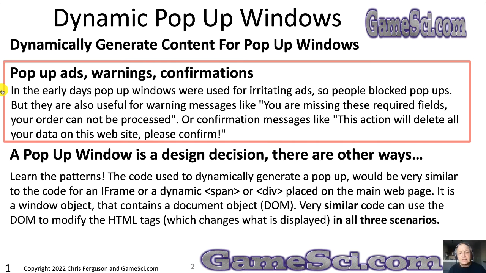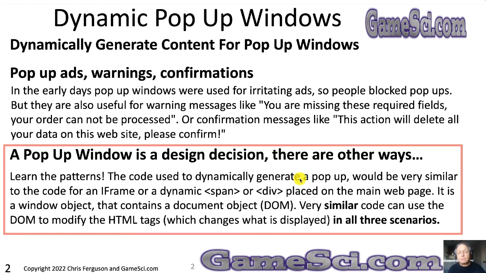In the early days, pop-up windows were used for very irritating ads, so people blocked pop-up windows. But they're also useful for warning messages like, you're missing these required fields, your order cannot be processed, or confirmation messages like, this action will delete all your data on this website, please confirm. Pop-ups aren't just for ads, they're for warnings and confirmations too. A pop-up window is a design decision. There are other ways. Learn the patterns.